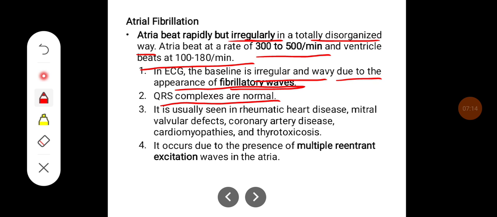complexes are normal here, and it is usually seen in rheumatic heart disease, mitral valvular defect, and coronary artery disease, even in cardiomyopathies and thyrotoxicosis. It occurs due to the presence of multiple reentrant excitation waves in the atria.